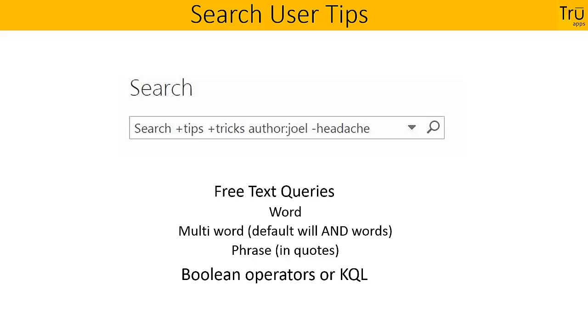Or you can type a phrase such as SharePoint tips, tricks. If you use those three words, it'll AND them, but if you use it as a phrase and put them in quotes, then those three words have to exactly be next to each other in the document or in the title and so on.